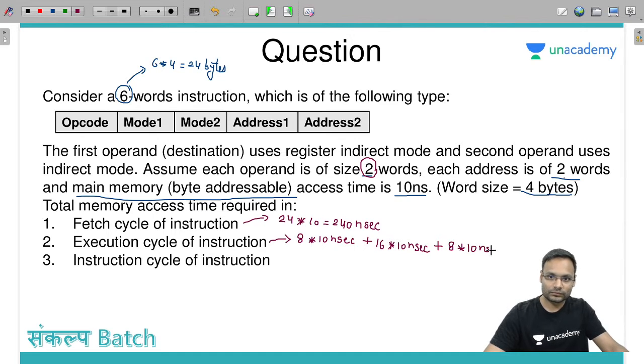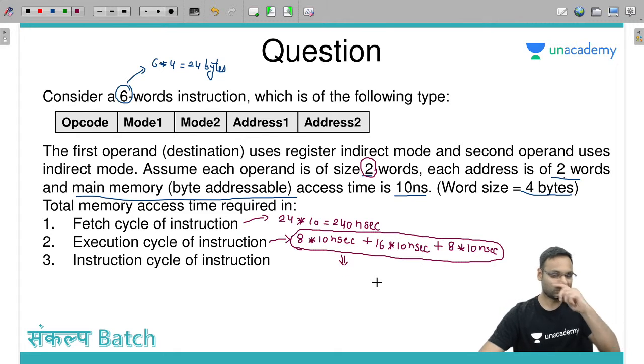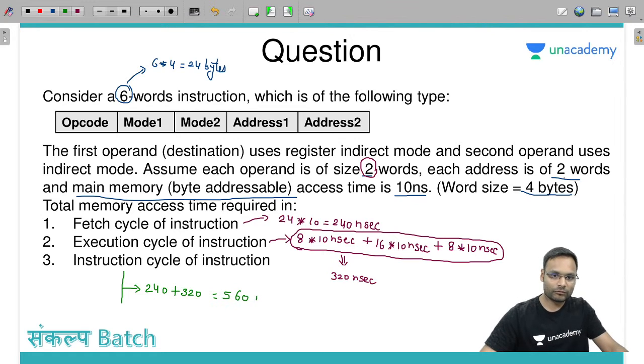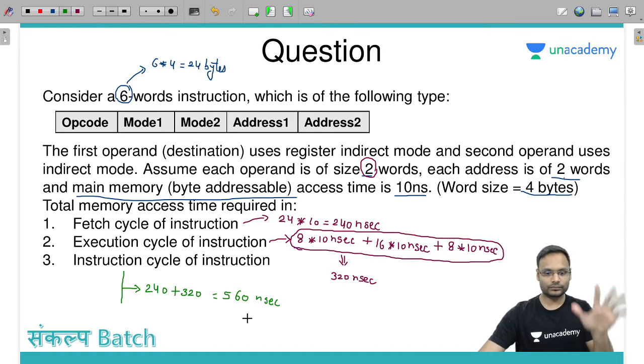टोटल कितना आया? टोटल बताओ. 320 nanosecond. 160 plus 80 plus 80, राइट बैक का भी टाइम इंक्लूड करना पड़ेगा. नाउ इंस्ट्रक्शन साइकिल. फाइनली इंस्ट्रक्शन साइकिल विल टेक हाउ मच टाइम? इंस्ट्रक्शन साइकिल विल टेक fetch cycle plus execution cycle. 560 nanosecond.